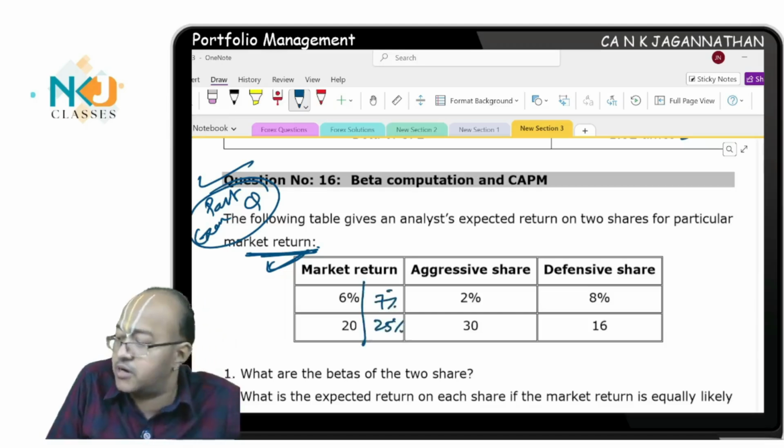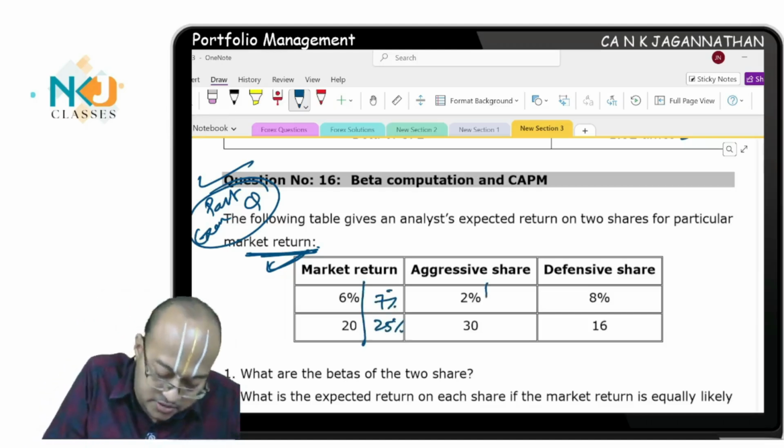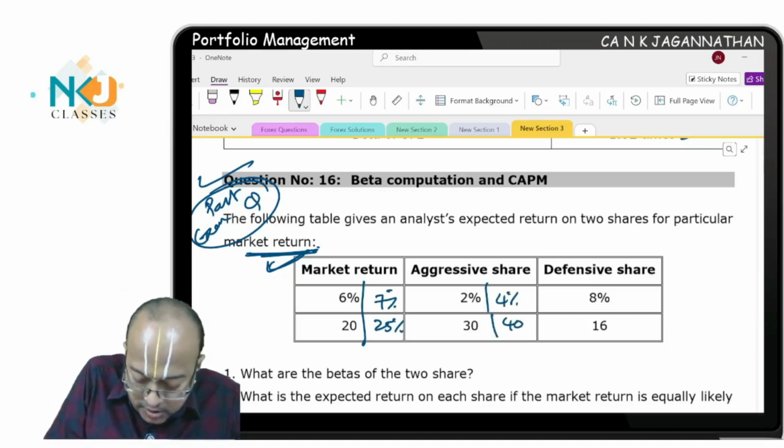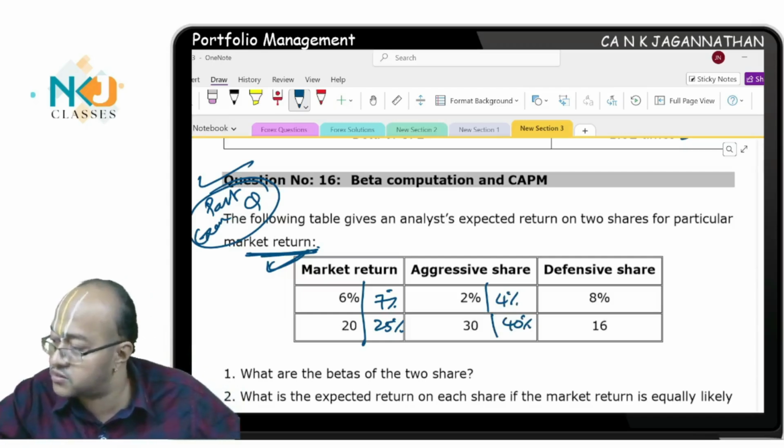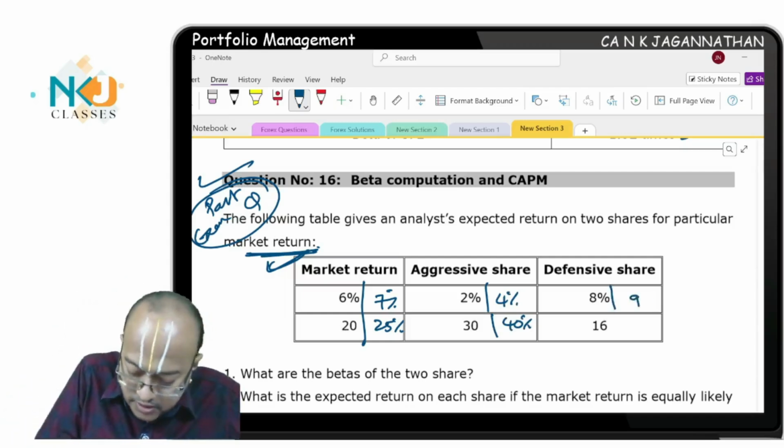This is what is given in the study material. I'm just replacing it with 4% and 40%. All the remaining things will be the same, only the numbers change. The return percentages are changing: 9% and 18%. Instead of 8%, it is 9%.